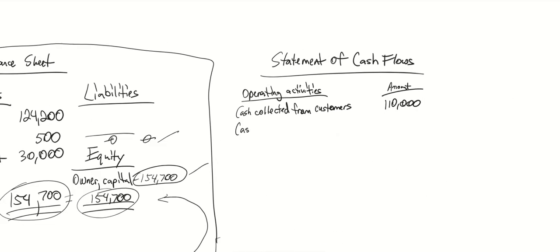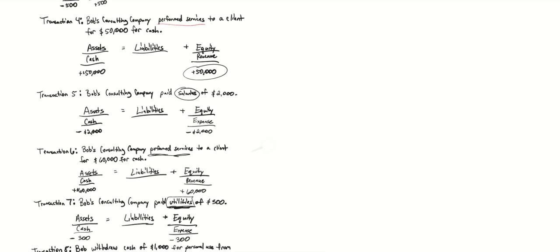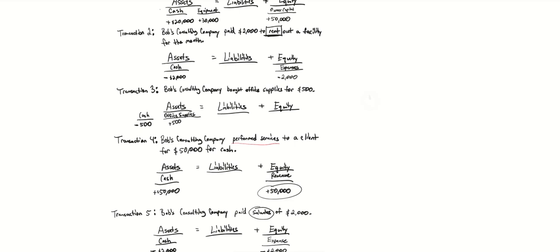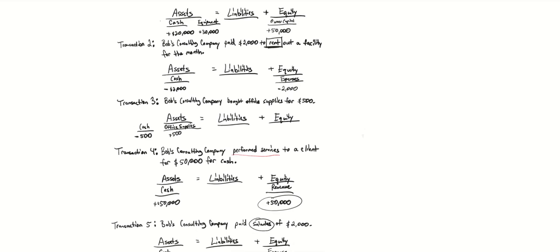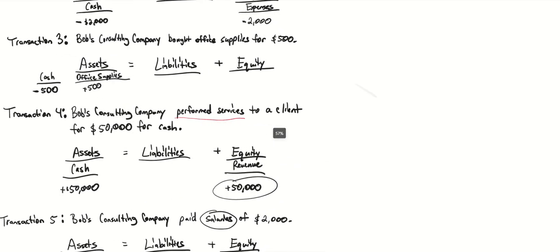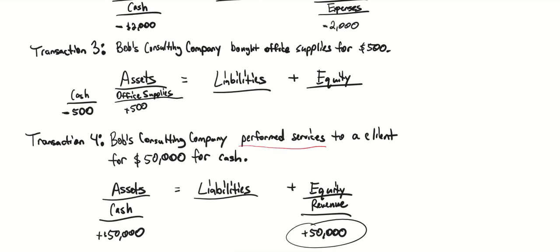So cash paid for rent, and that was for $2,000. I'm gonna put a bracket here. I normally use brackets for minus sign, so I'm gonna start doing that. Cash paid for rent. Okay, what else? I'll just do it this way. We'll just go one by one, transaction by transaction.